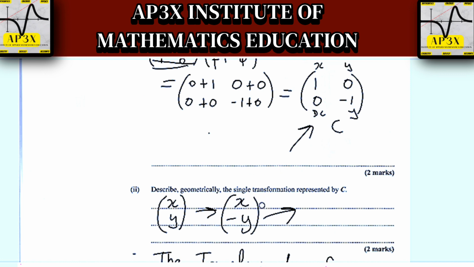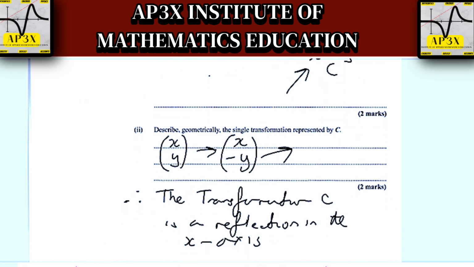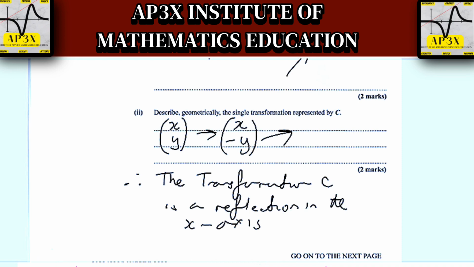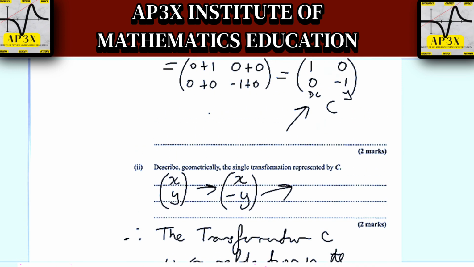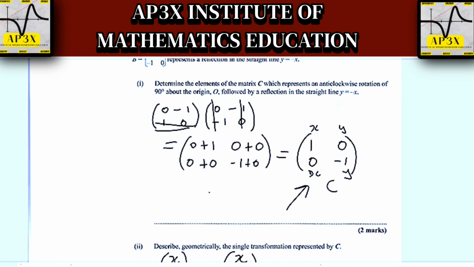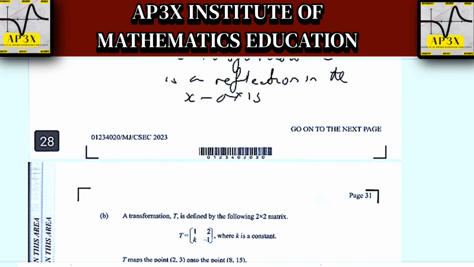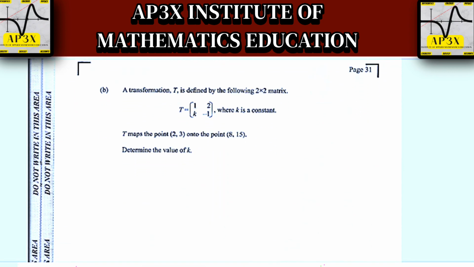Okay, so if you can get yourself familiar with the different changes that occur in an x-axis, y-axis, y equals x, y equals negative x, or a rotation, then it would be very helpful. All right, now that is in fact your answer there. Transformation C is a reflection in the x-axis. All right, beautiful. Let's move on then to this section here.